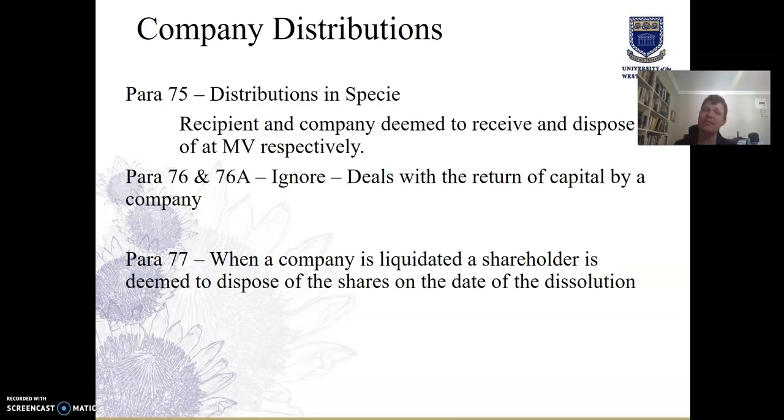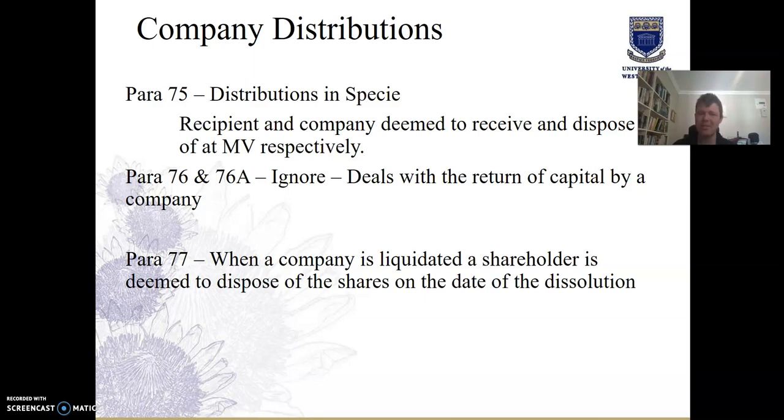Para 75 deals with distributions in specie. That is when a company distributes an asset instead of cash. They're deemed to dispose of it at market value. The company disposes of it at market value and the recipient receives it at market value. Paras 76 and 76A you can ignore.